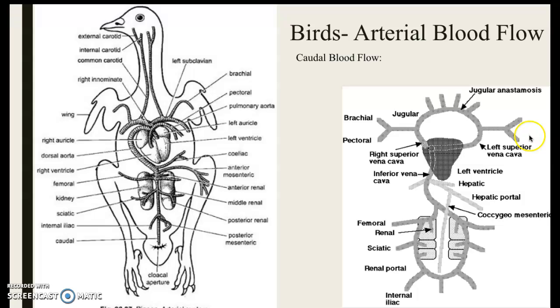The anterior mesenteric supplies blood to the connective tissues and to the intestines. And then it continues down here, following the dorsal aorta. It branches again into the kidneys. The dorsal aorta continues to branch to form the anterior renal, middle renal. Here's the anterior renal. Here's the middle renal. And here's the posterior renal arteries.